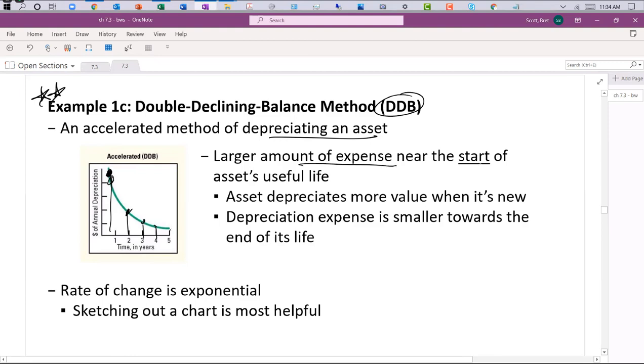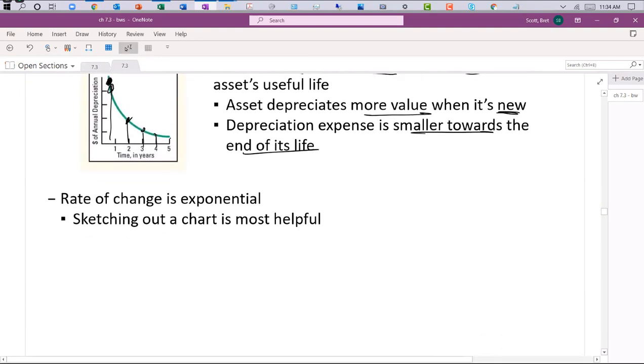A larger amount of expense in the start of the asset's life depreciates more value when it's new. Some people say, hey, when an asset is new, it's running as efficiently as possible. As things get old, they don't run as well. Like your car gets used, it starts to sputter and not be as effective as it used to be. So we'll depreciate a smaller amount towards the end of its life because it's probably not running as well as it used to. The rate of change is exponential.